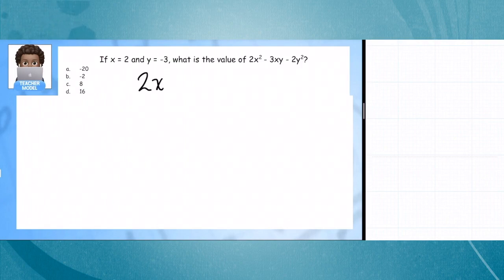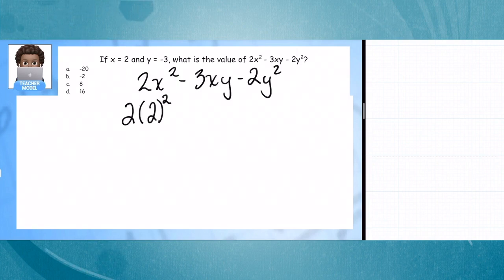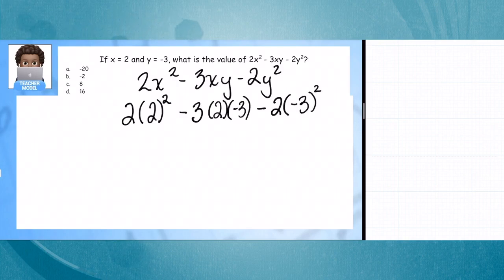Let's solve this: find the value when we evaluate for x and y. And we're going to use our order of operations. So 2 times 2 to the second power minus 3 times 2 times negative 3 minus 2 times negative 3 to the second power.